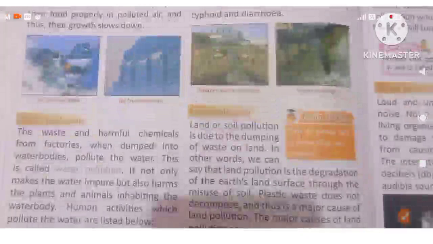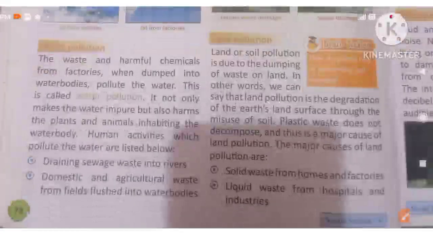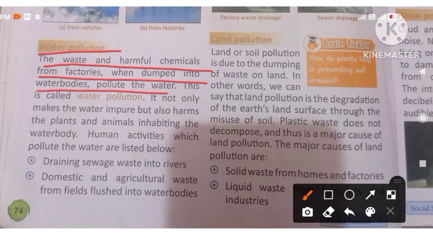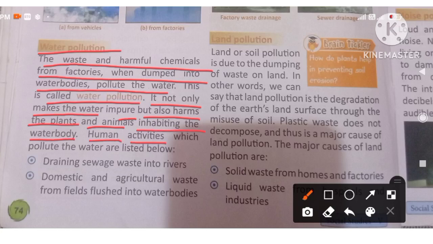Next, water pollution. What is water pollution? The waste and harmful chemicals from factories, when dumped into water bodies, pollute the water. This is called water pollution. It not only makes the water impure but also harms the plants and animals inhabiting the water body. Human activities which pollute the water are listed below.